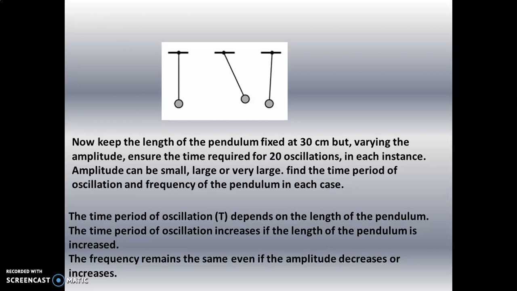After this experiment, what I will see is that the time period of oscillation T depends upon the length of the pendulum. Longer the length, time required will be more. The time period of oscillation increases if the length of the pendulum is increased. This I already told you. The frequency remains the same even if the amplitude is decreased or increased. So frequency and amplitude do not make much difference.